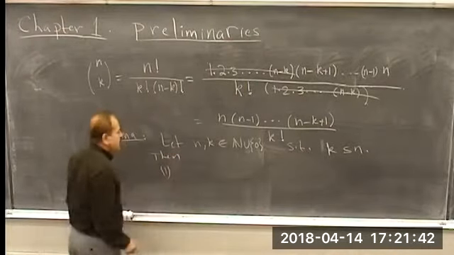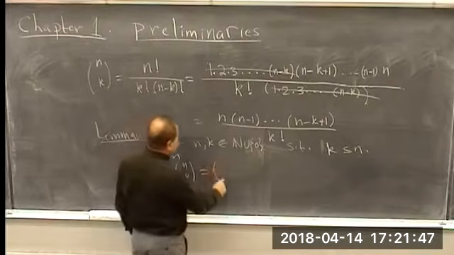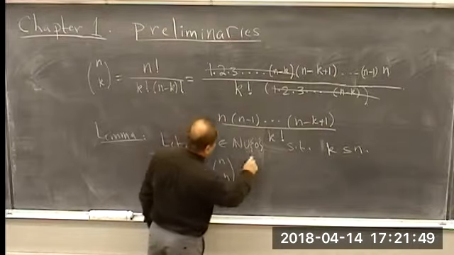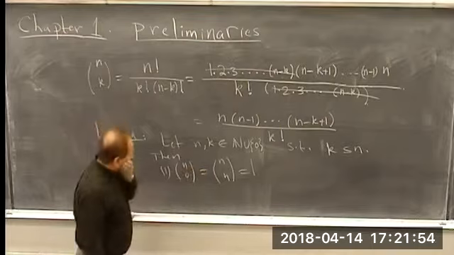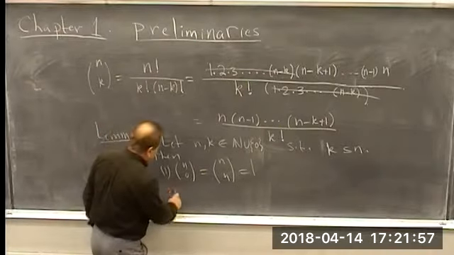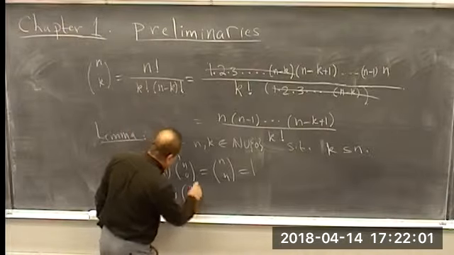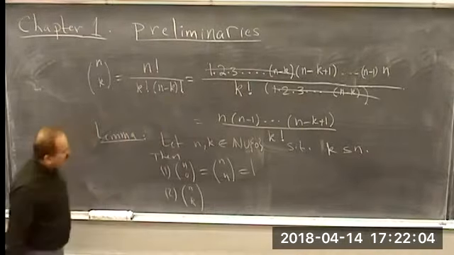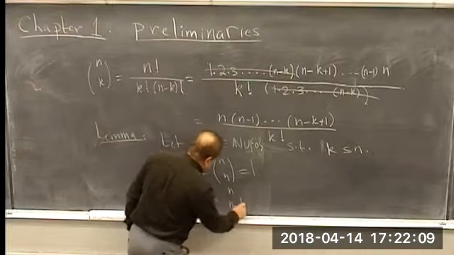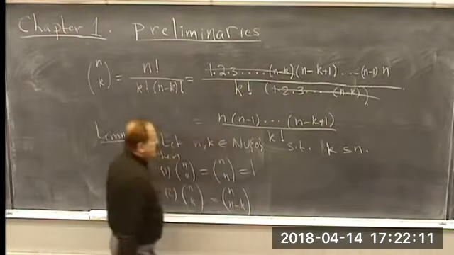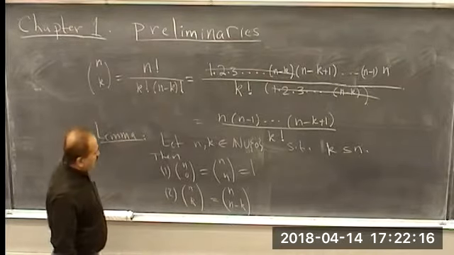Then, first one is if you take n choose 0 is going to equal n choose n is going to equal 1. Okay? So when k is equal either 0 or 1, this is equal to 1. Second property is more important. n choose k is equal to n choose n minus k. So this gives you some sort of symmetry among the binomial coefficients.